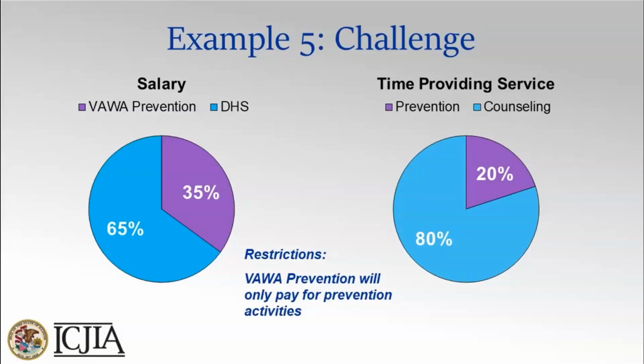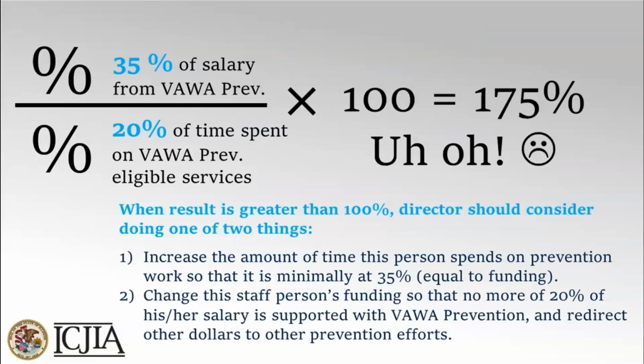And again, we're going to start with the more restrictive grant first, which is VOCA prevention. So if our numerator is 35, because we know 35% of this person's salary comes from VOCA, but look at what portion of her time is allowable under VOCA.